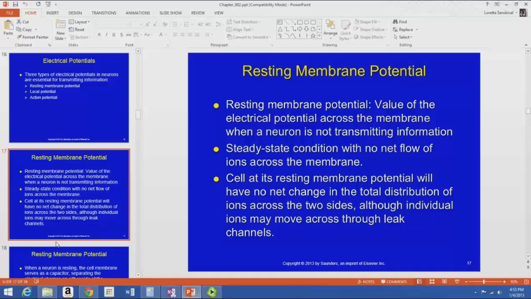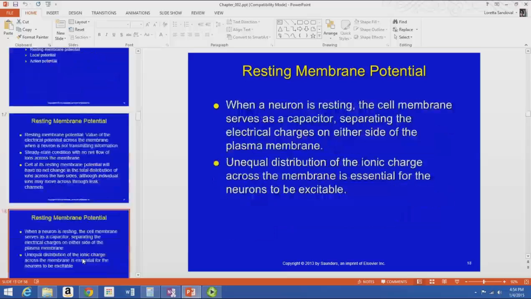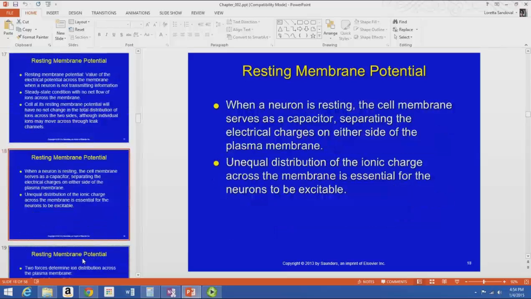It's a steady state condition with no net flow of ions across the membrane. The cell at its resting membrane potential has no net charge in the total distribution of ions across the two sides, although individual ions are still going through those little leak channels all the time. Okay, so when the cell is resting, the cell membrane serves as a capacitor. And a capacitor is something that stores electrical charge.